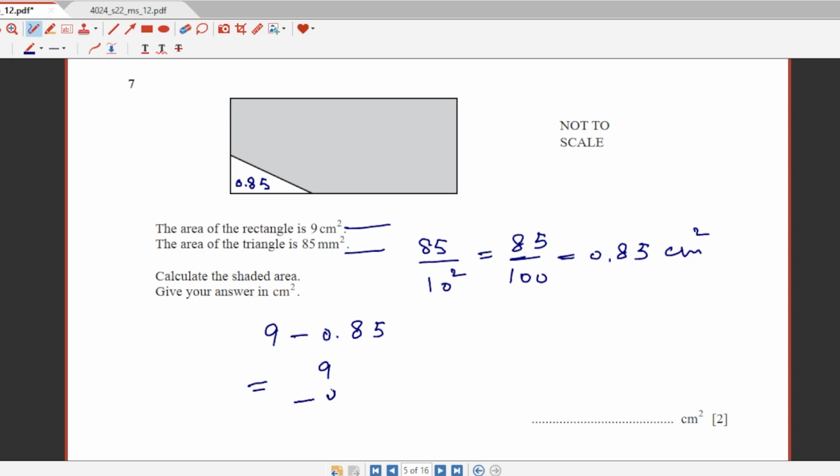9 minus 0.85, this is 9.00. We can borrow 1, this will become 8 and this is 10. Then borrow 1, this will become 9, this will become 10 and this is 9. 10 minus 5 is 5 and 9 minus 8 is 1. 8 minus 0 is 8. The answer is 8.15. The area of the shaded part is 8.15 and the total area is 9.